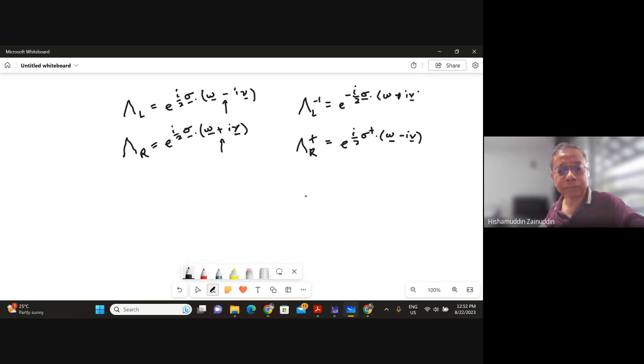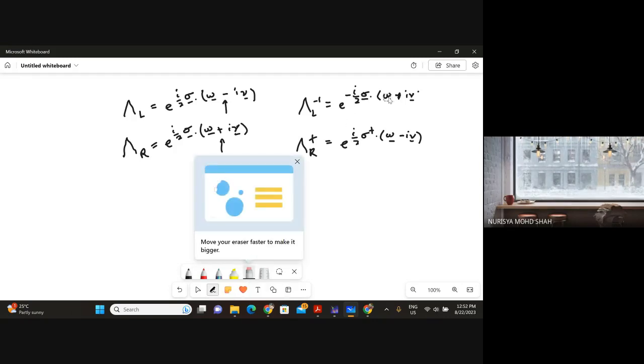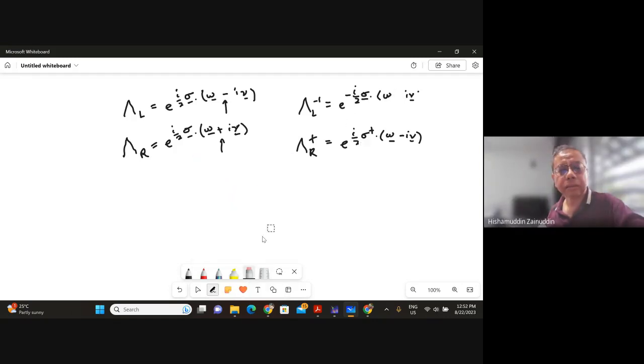Okay, so this I think will be minus. Hopefully you can check this out. When you multiply lambda L inverse with lambda L, it's supposed to give you an identity, right? And then you find that this will be the same as lambda R dagger. Sigma dagger is just the same as sigma.